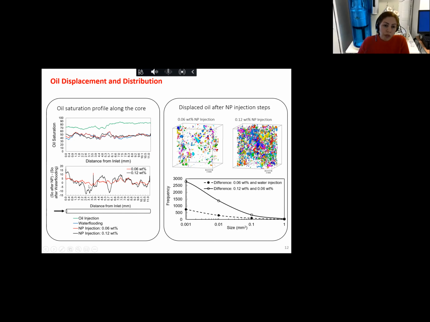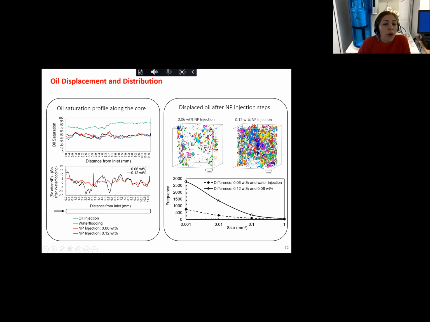I've tried to show this in a better way by removing the saturation of oil after water flooding from these two nanoparticle injections. This is just a simple subtraction. And what you can see is that for the low concentration nanoparticle injection, the red line here is basically fluctuating around 0. So there's not a lot of difference between the low concentration nanoparticle injection and the water flooding. But as you can see here, there are quite a lot of local differences, local movements, for the higher concentration nanoparticle injection.